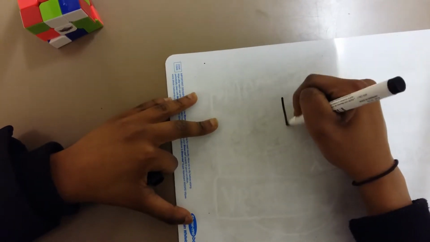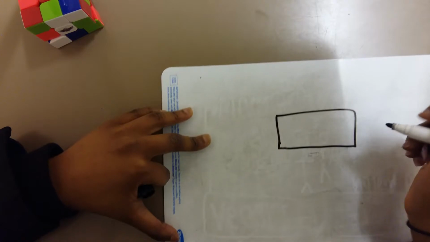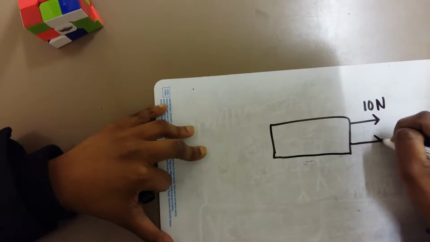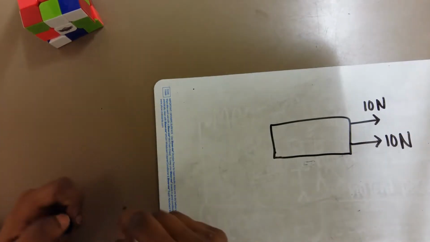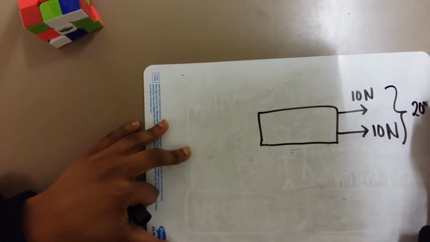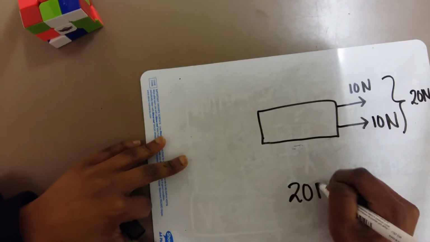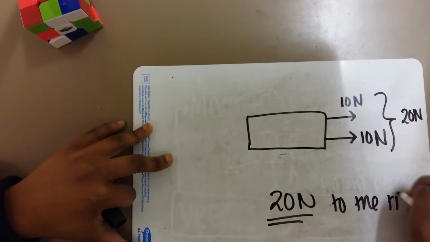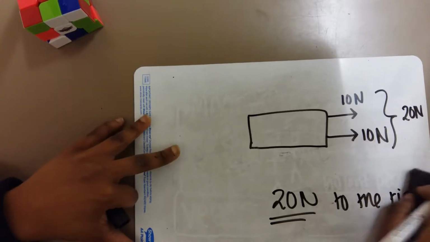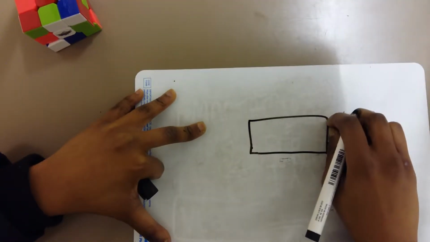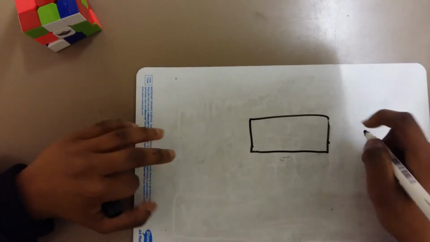Next, we need to know how to find something's resultant force. So let's say we have a box. How very creative, a box. We have 10 newtons of force acting there and 10 newtons of force acting here. So what is the resultant force? Since it's in the same direction, you can simply add these two together and you'll get 20 newtons. So the resultant force would be 20 newtons, moving to the right. You don't always have to write the direction, but it's always handy to read the question first to see what they're looking for.